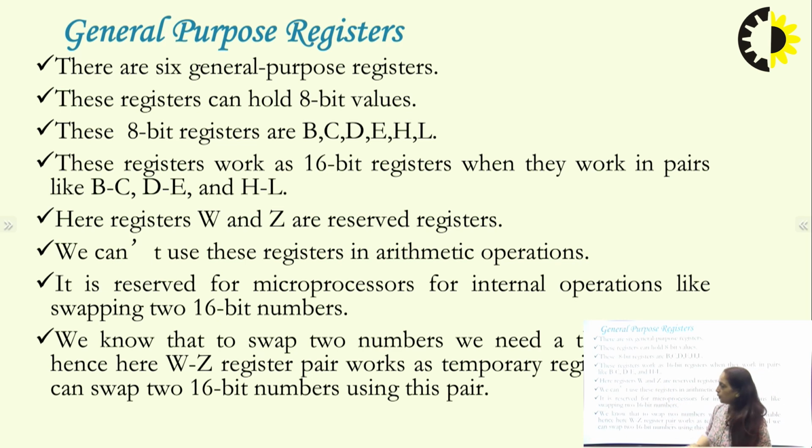Registers W and Z are temporary registers, and they are reserved by the microprocessor. We cannot access them directly. It is reserved for the microprocessor for the internal operation.